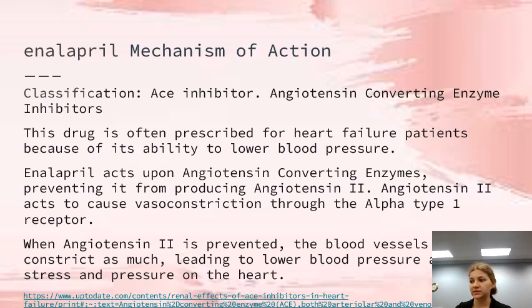The full name of an ACE inhibitor is angiotensin converting enzyme inhibitor, and these ACE inhibitors work by acting upon angiotensin converting enzyme, connecting to the receptors there, and this prevents these enzymes from producing angiotensin 2, which then acts to cause vasoconstriction through the alpha type 1 receptor. So preventing angiotensin 2 means that the blood vessels cannot constrict as much as they would, and the dilation of the blood vessels leads to lower blood pressure, which therefore resolves stress and pressure on the heart.